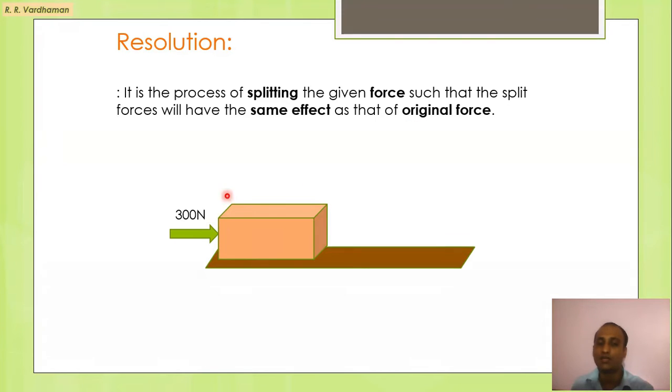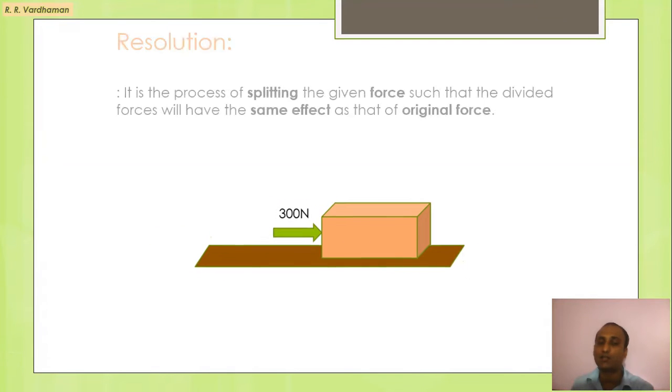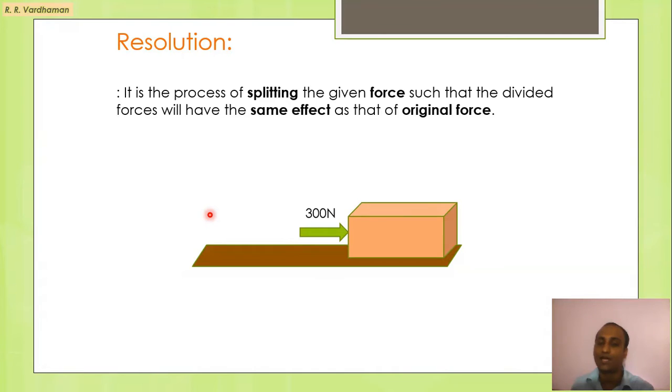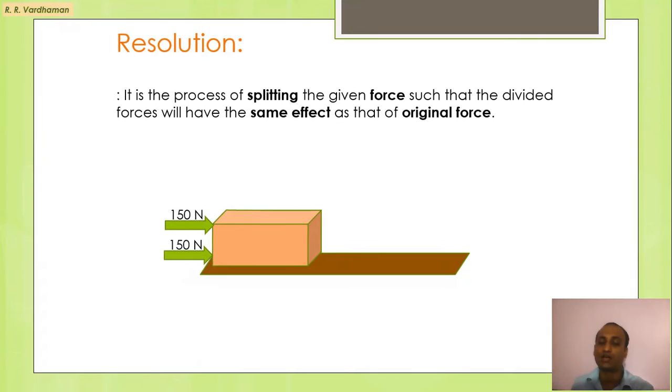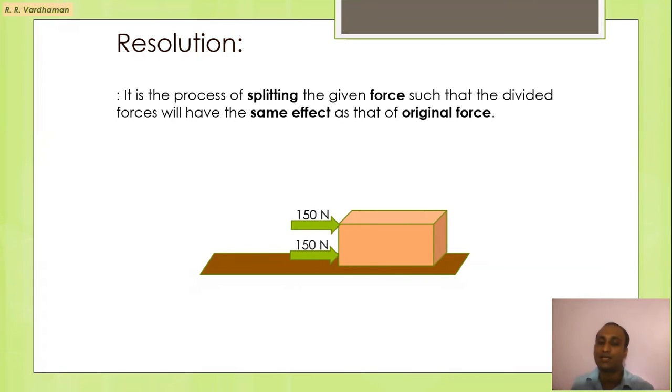Now here we will see this is the block and this is the 300 Newton force. If the force is applied, the block will move. And what will happen if we divide this 300 Newton force into two parallel components of 150 Newton? The effect will remain same. Now here these are the two components of 300 Newton.